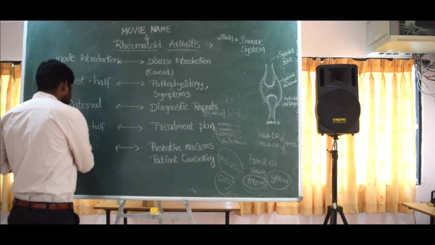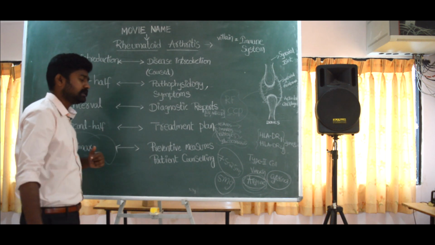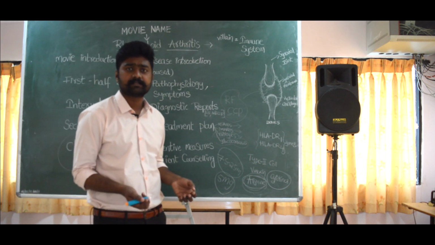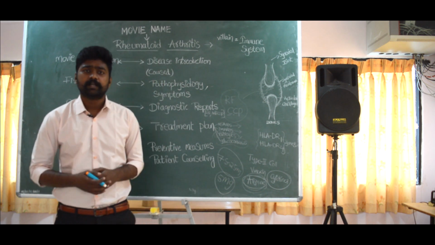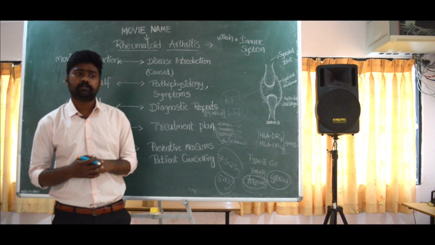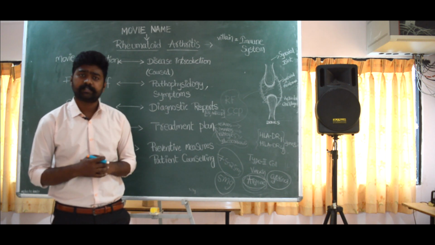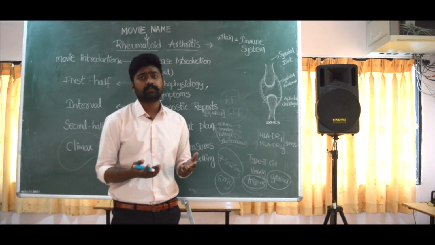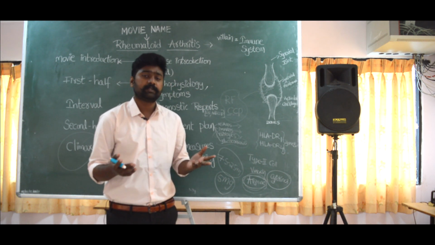Now, climax. So finally we came to climax. What do we discuss in climax? I told you patient counseling or preventive measures. There are no preventive measures to avoid getting rheumatoid arthritis, because, like I told you, it is an autoimmune disorder. We don't know when this will happen. So there is no preventive measure.